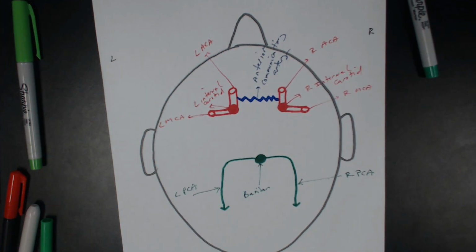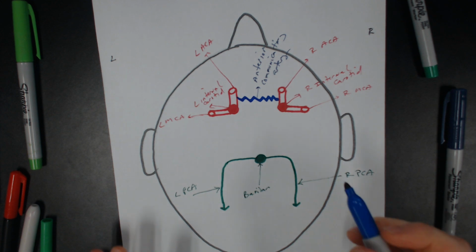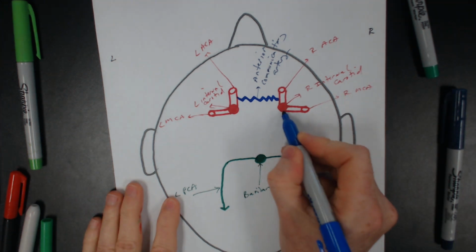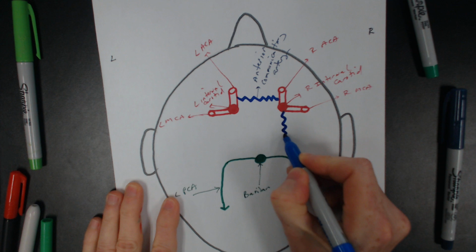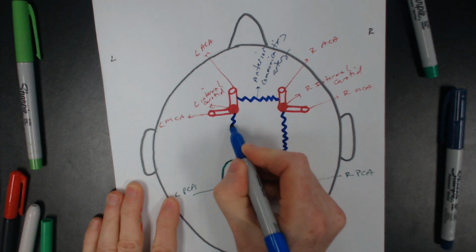Okay, it does nothing more than connect the two ACAs, and by doing so, it is a single artery that connects the left and right circulation of the brain. Now, I also said there's another pair of arteries that come off the internal carotid and connect the internal carotid with the PCA.